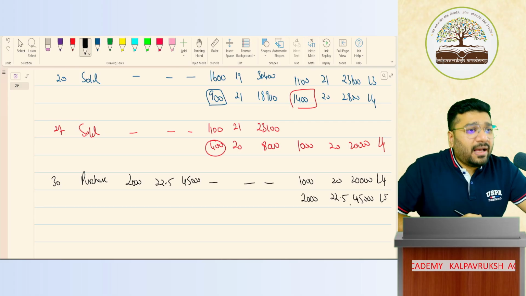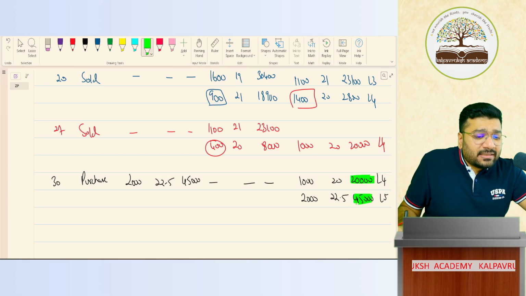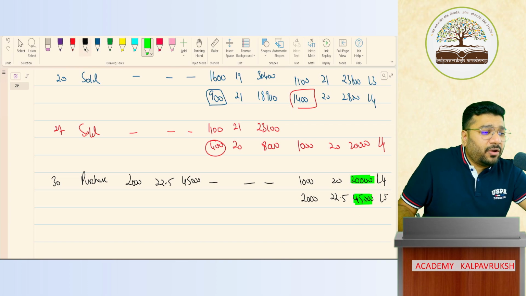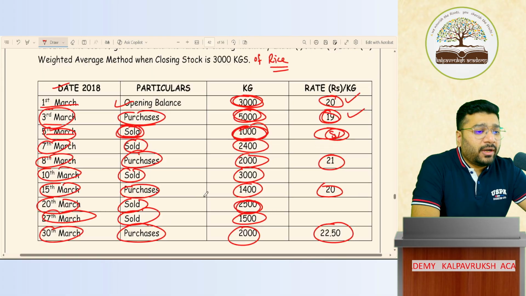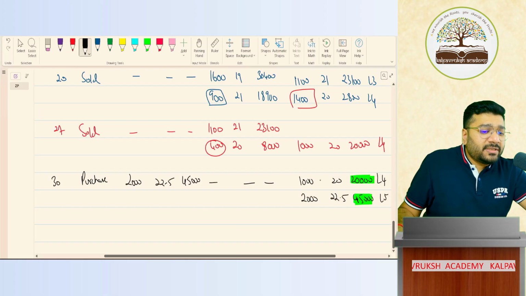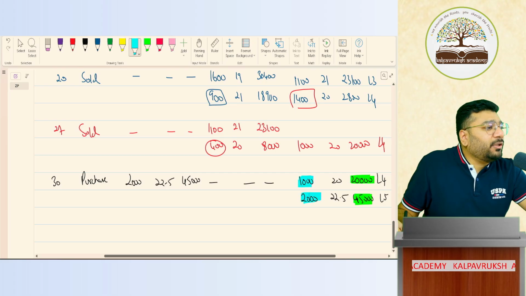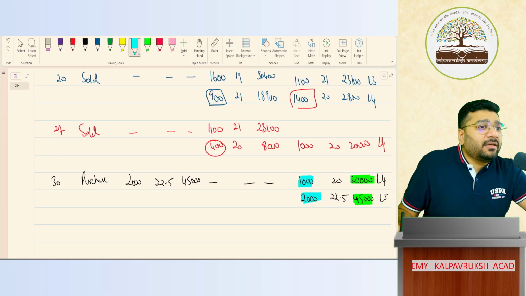Now, if I may ask you, what is the cost of the inventory at the end of 31st March? What will you say? It is 65,000. How did you get this? 20,000 plus 45,000. It is 65,000. The answer is 65,000. What are they asking? They're asking the value of the closing stock. How much kg? 3,000 kg. 1,000 plus 2,000, how much? 3,000 kg. So in perpetual system, you don't have to break your head.